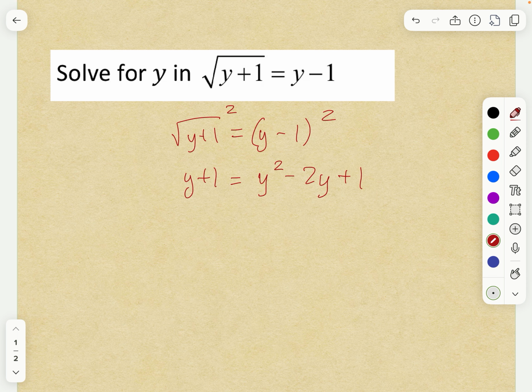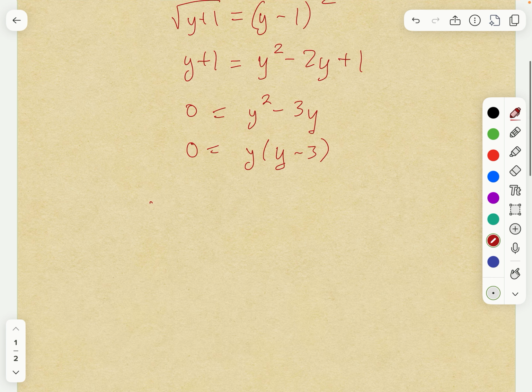Now we have a quadratic equation, so we want to get 0 on one side. So we subtract y squared minus 3y, and then the ones cancel. Now we can factor. So y times y minus 3 is equal to 0.